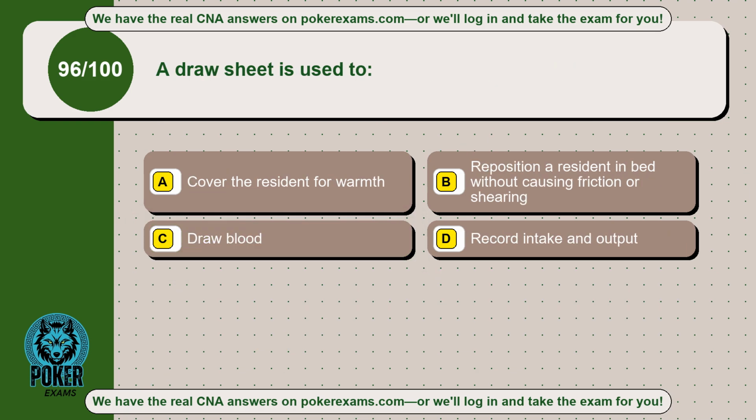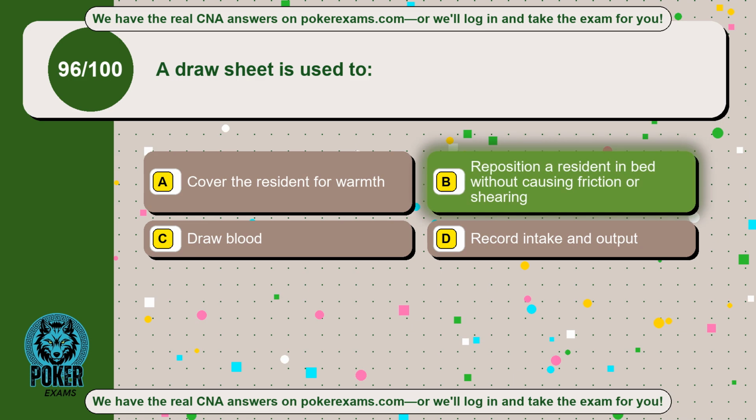Question 96. A draw sheet is used to: Option A. Cover the resident for warmth. Option B. Reposition a resident in bed without causing friction or shearing. Option C. Draw blood. Option D. Record intake and output. The correct answer is option B.